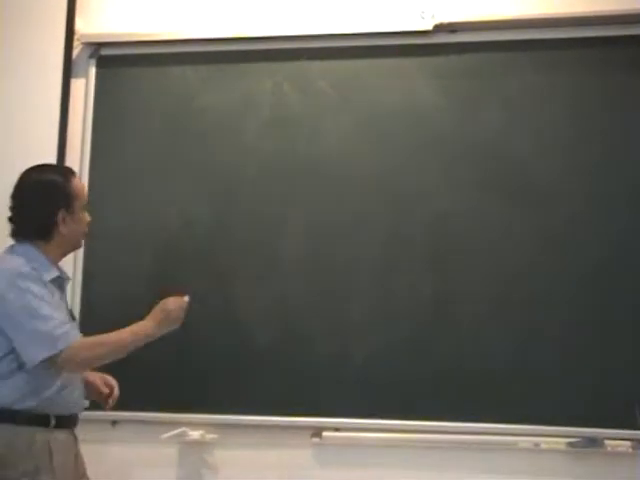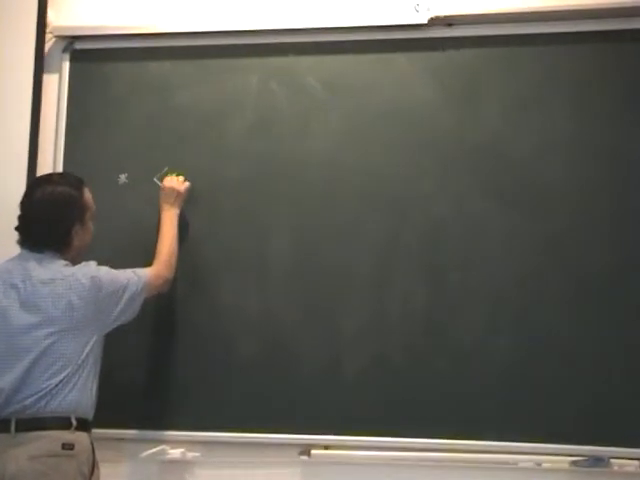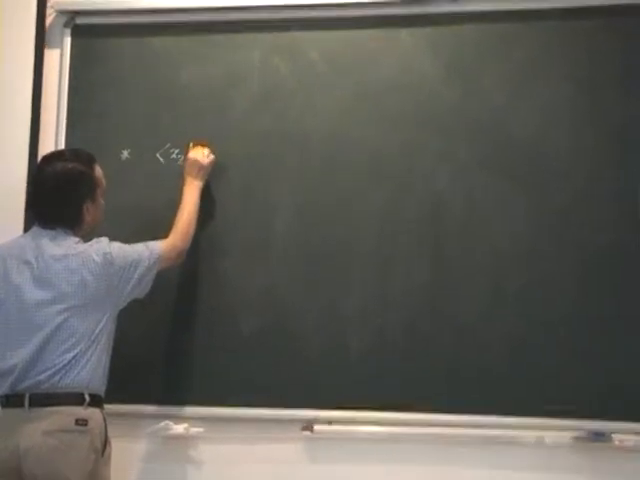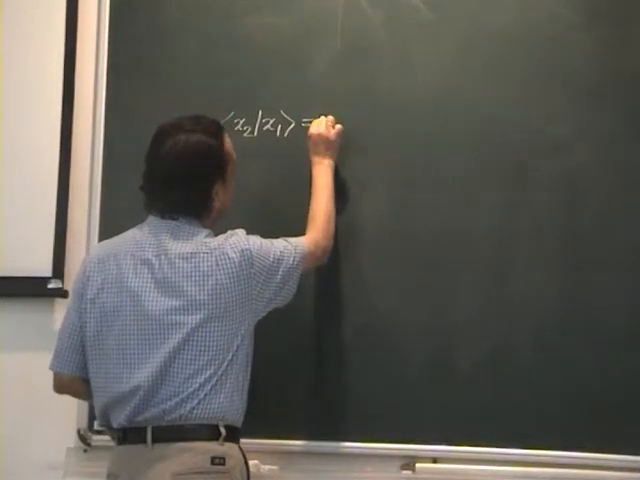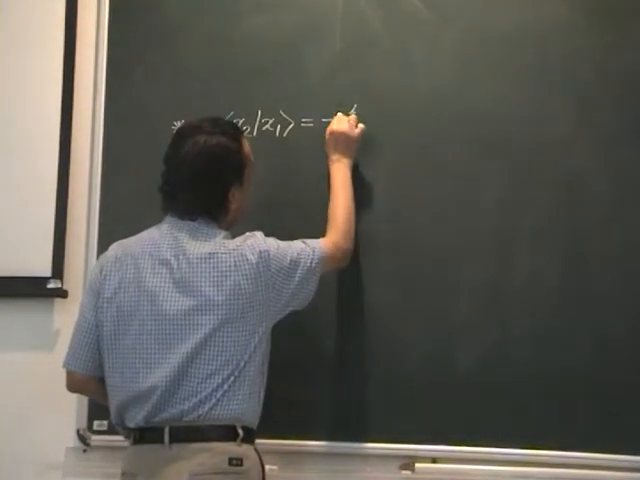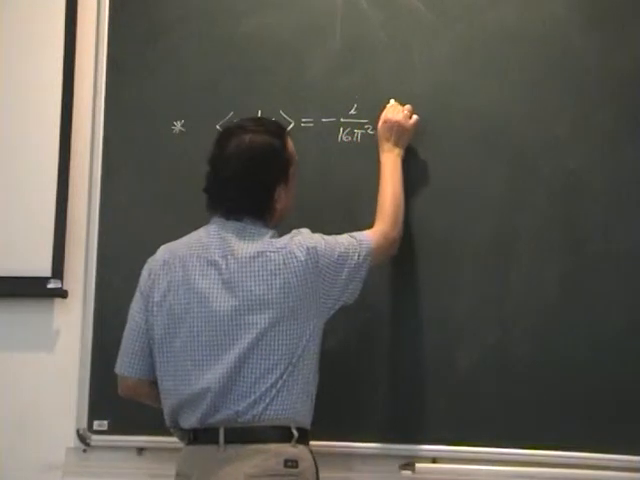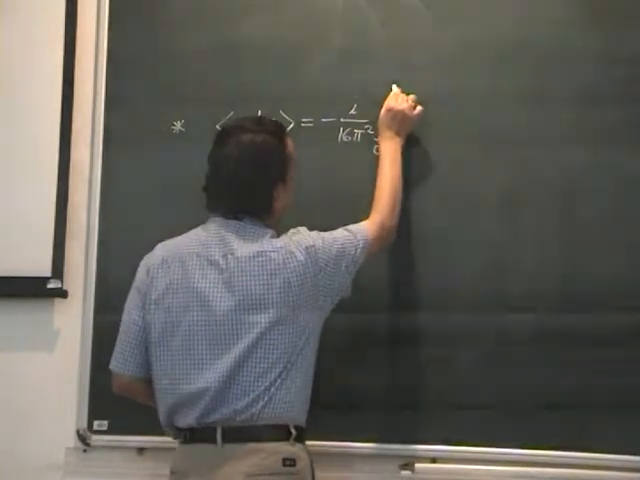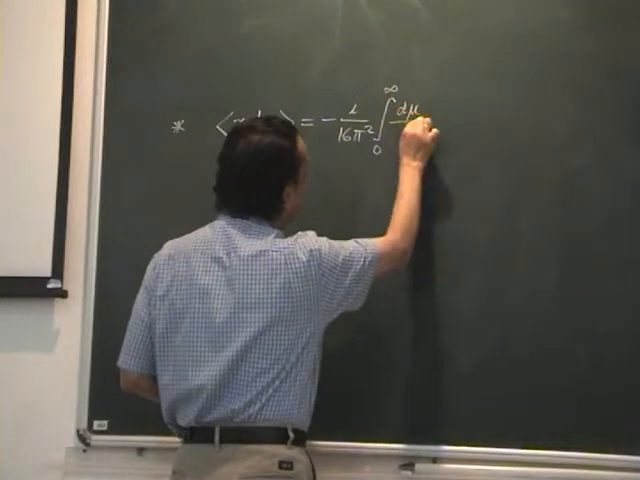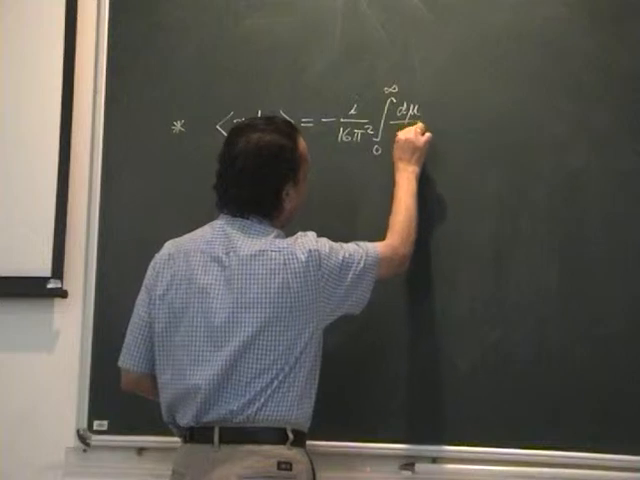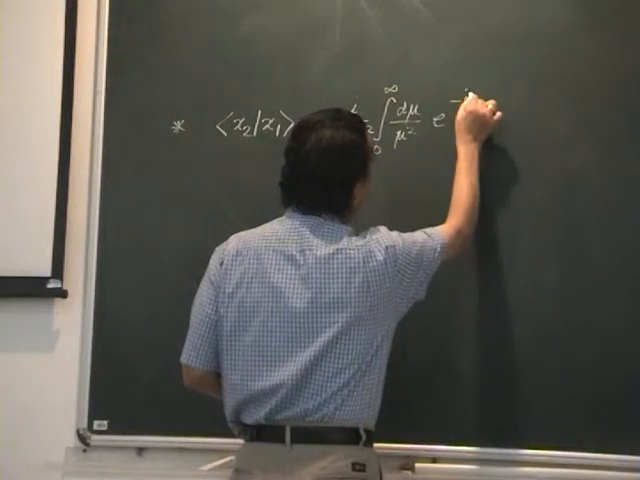Relativistic particle. So just to remind ourselves, let me start by writing them down. The primary expression which we had was x2, x1, which we expressed as an integral, which was minus i upon 16 pi square. You should compare with your notes in case there is an error in pi factors or something. Some d mu upon mu square e to the minus i mu.